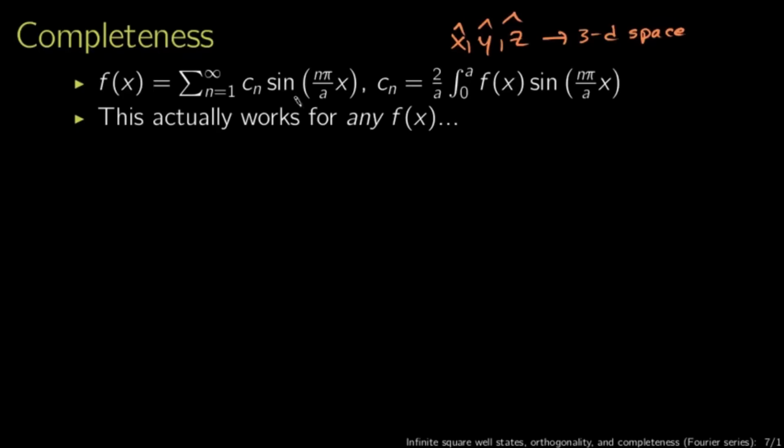Which means this formula for expressing some function f of x in terms of a sum of sine functions, where the numbers used in the sum are calculated by this Fourier's trick sort of integral, this actually works for damn near any f of x. Not quite any, just for the sake of being mathematically rigorous. This is really only going to work for smooth square integrable functions.